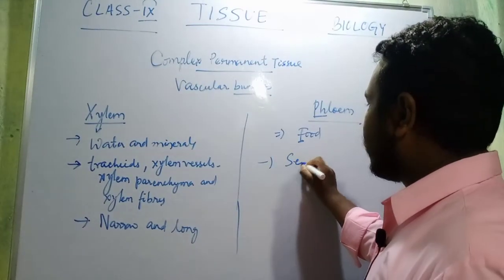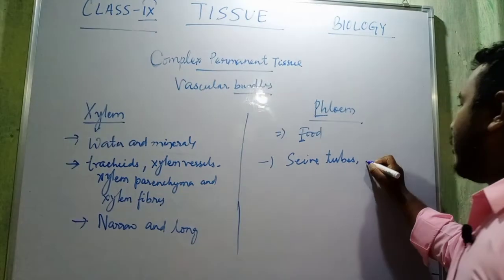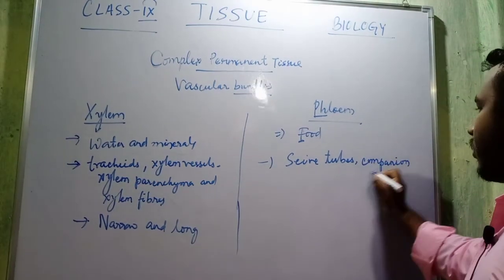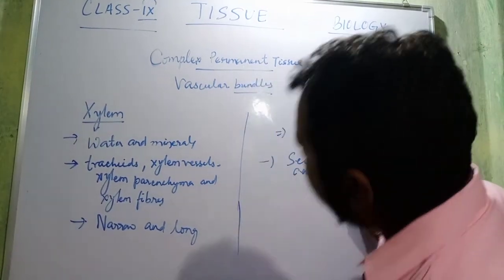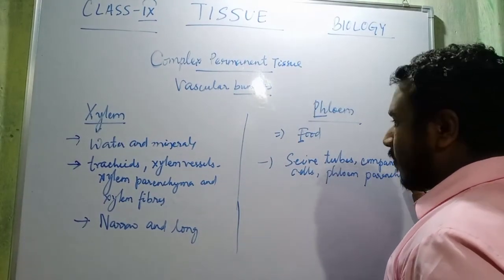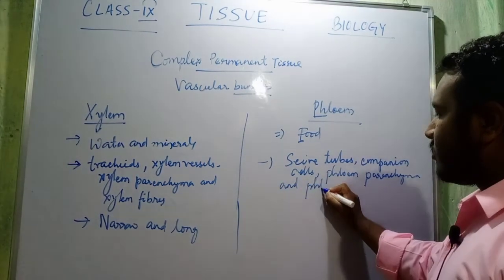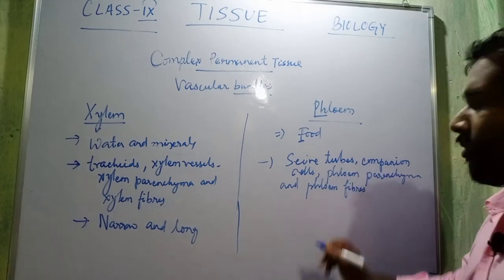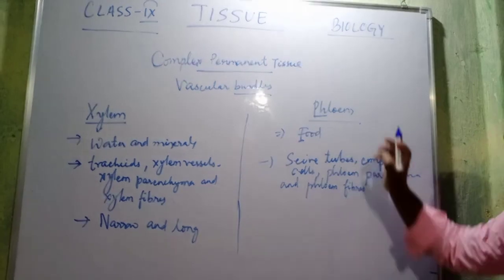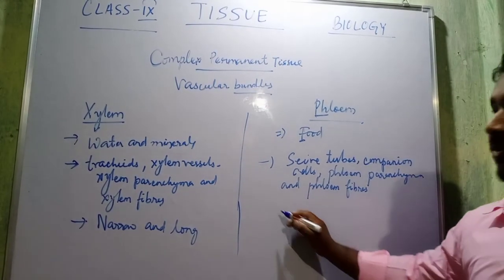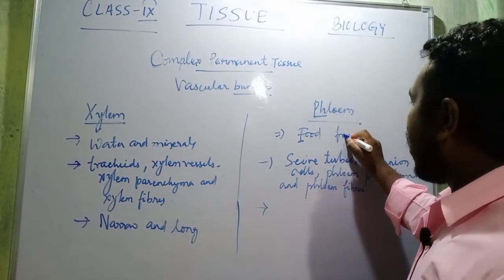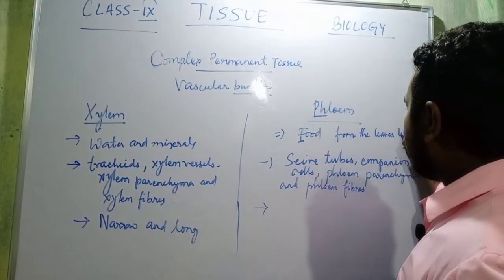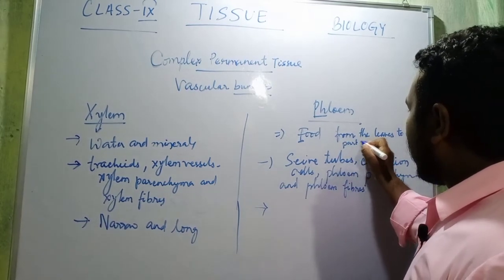Similarly, phloem is made up of sieve tubes, companion cells, phloem parenchyma, and phloem fibers. Okay, so the four things in phloem are sieve tubes, companion cells, phloem parenchyma, and phloem fibers. What is its function? Its function is to carry food from the leaves to other parts of the plant.